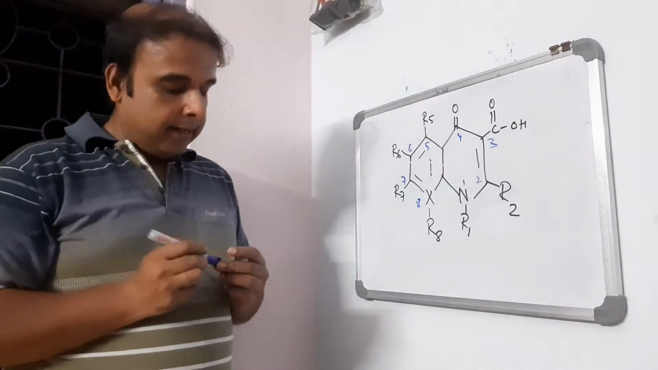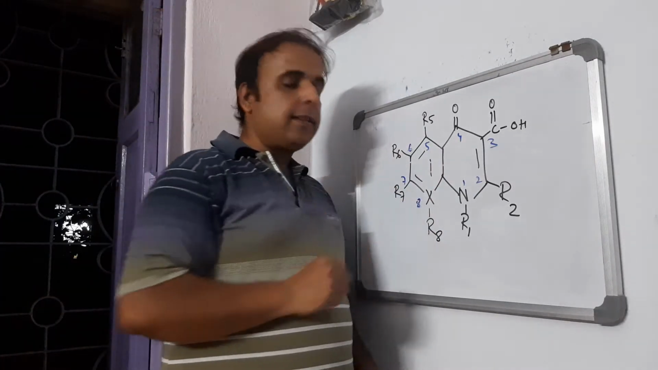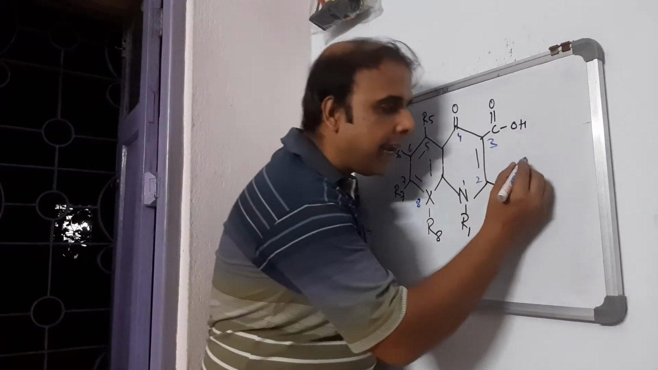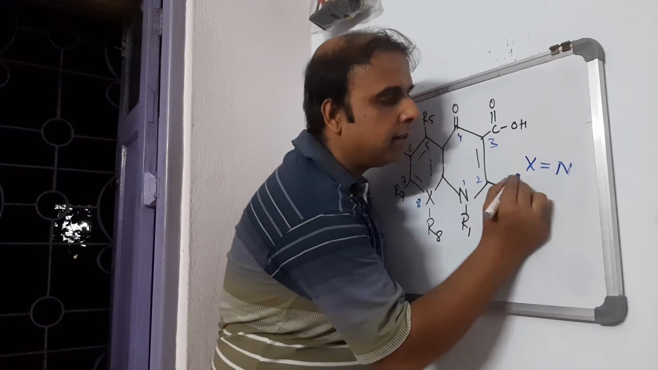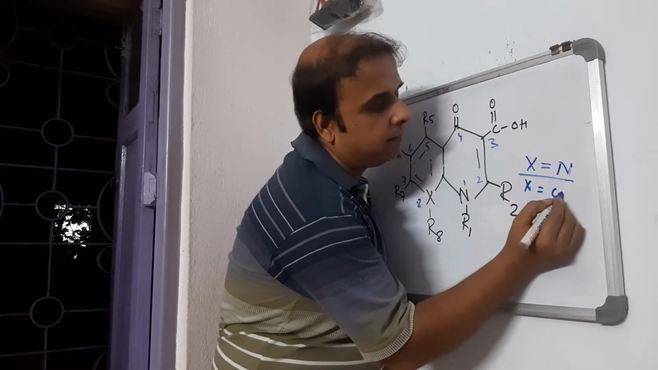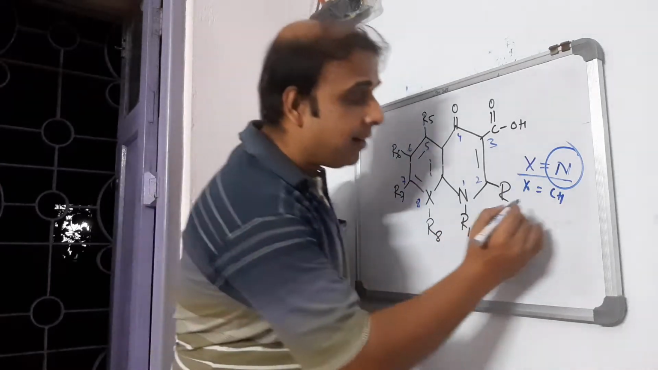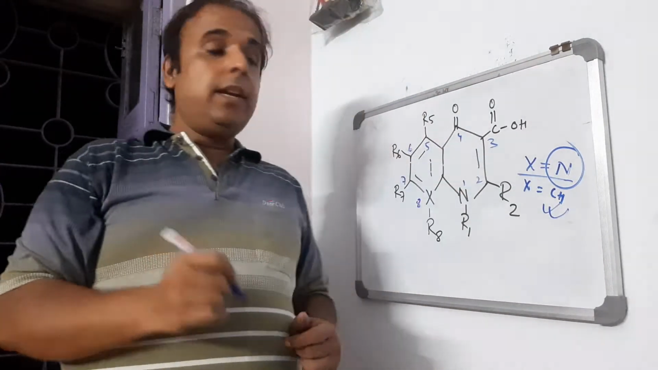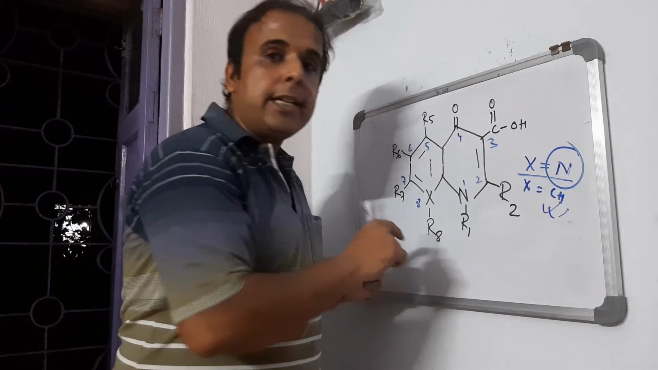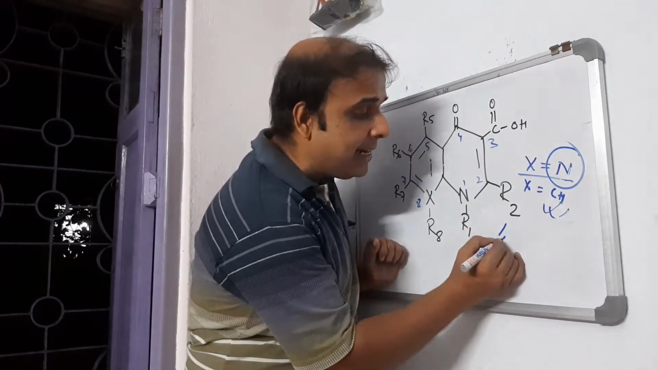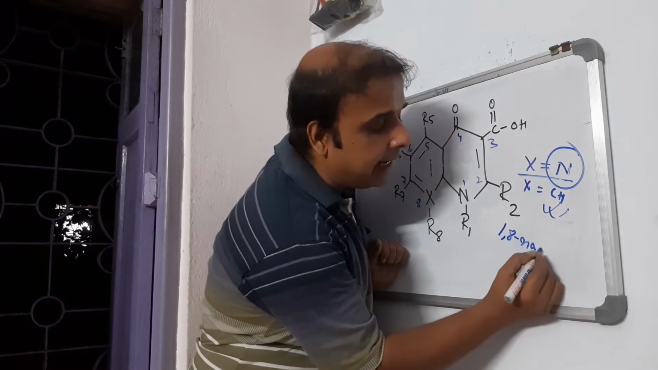Okay. So as I have just written here X, initially the first point is that X can be nitrogen, X can be CH. Most of the time it is found to be not nitrogen, rather CH. If it is found to be CH, then only we can call it a fluoroquinolone. If it is found to be N, then we can call it 1,8-naphthyridine.